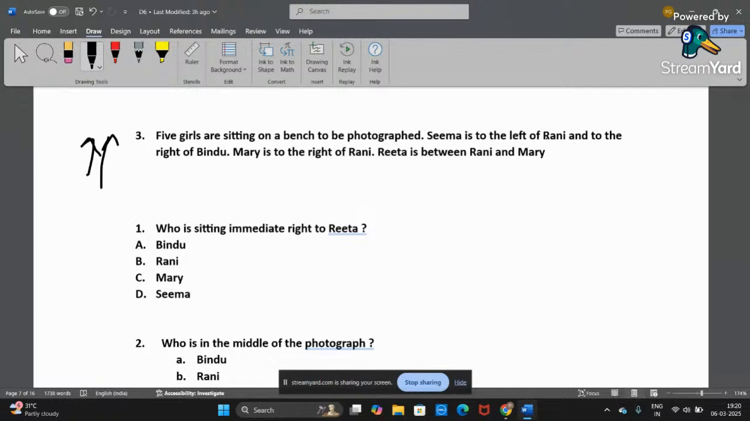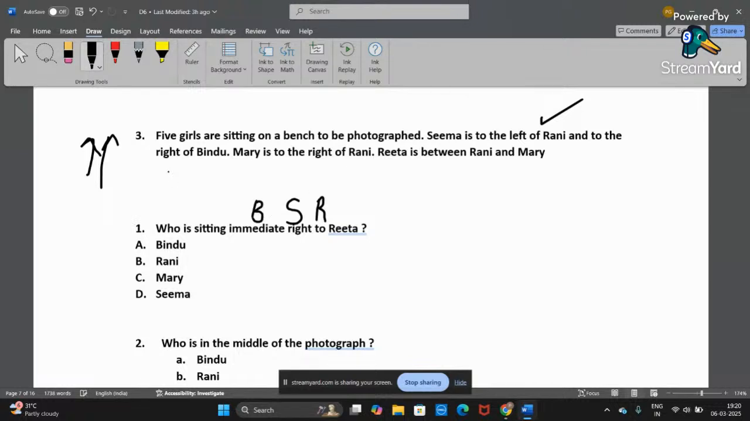Okay. Seema is to the left of Rani. So let's write Rani is somewhere here, and to the left of Rani it is Seema. Okay, Seema is to the left of Rani. So this is done. To the right of Bindu. Seema is to the left of Rani and to the right of Bindu.